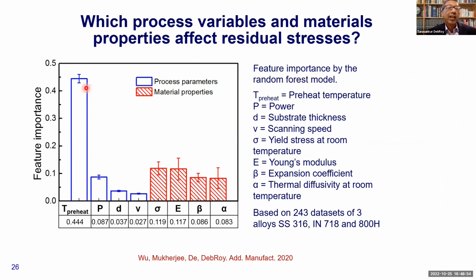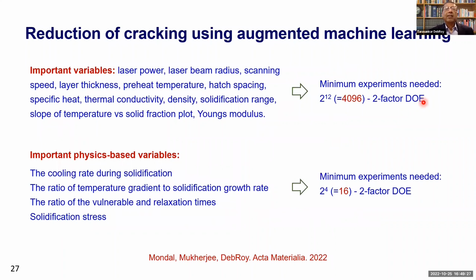For example, here we are showing that preheat temperature is very influential in controlling the residual stress. So if we want to lower the residual stress, we need a preheat. So a higher preheat temperature is beneficial. And then there are other variables, like yield stress at room temperature, which is important, but not as important as the preheat temperature. So these are some of the benefits that we can get.